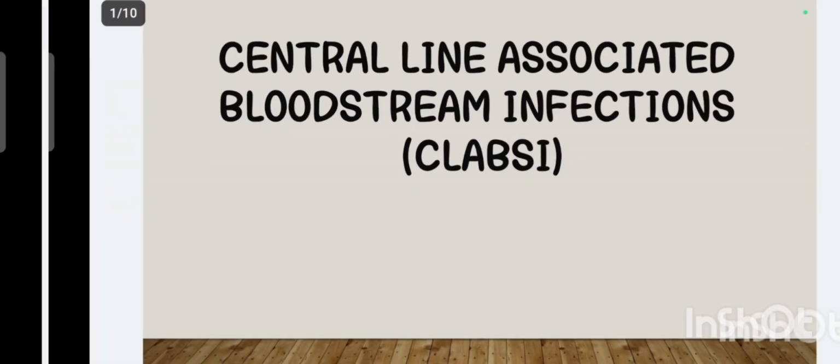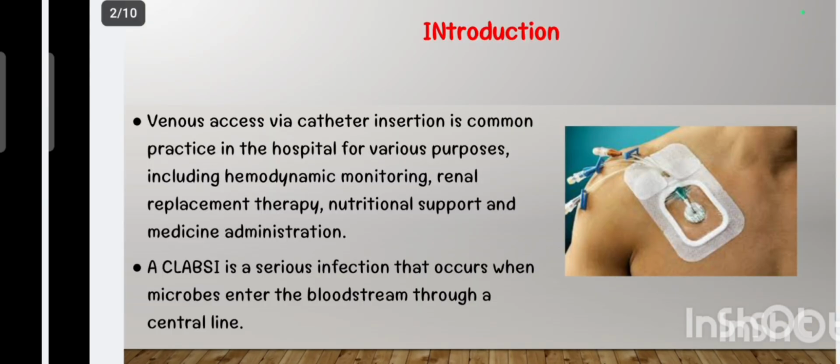Here I will discuss CLABSI. CLABSI is central line associated bloodstream infection. It's a common infection in every hospital among patients who have a central line. We all know that in hospitals they use venous access via catheters like central lines and IV lines. These help to provide medicine, fluid, blood or nutrition, and also help with hemodynamic monitoring. CLABSI is a serious infection that occurs when microbes enter the bloodstream through a central line.